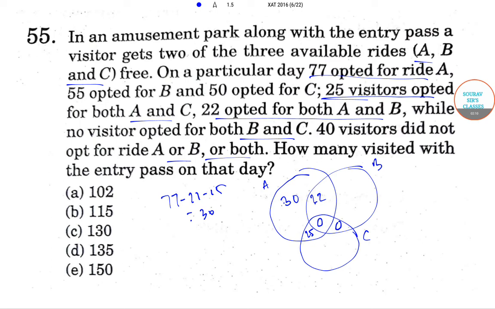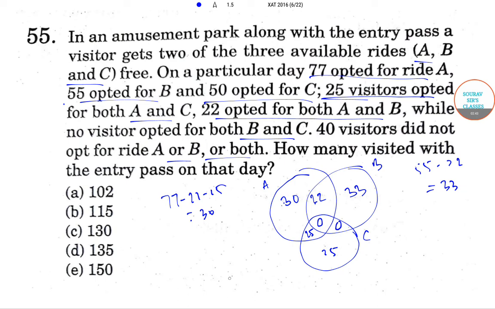And 55 opted for B. So for B, this would be 55 minus 22, that is 33. So only ride B is taken by 33 people. And 50 opted for C. So only 25 people take ride C only.